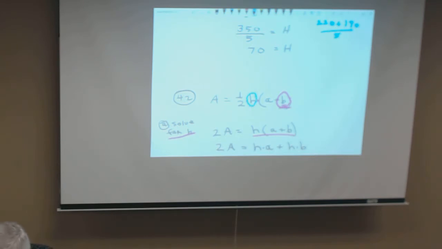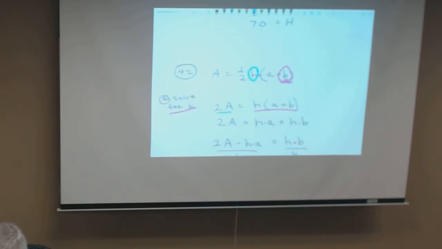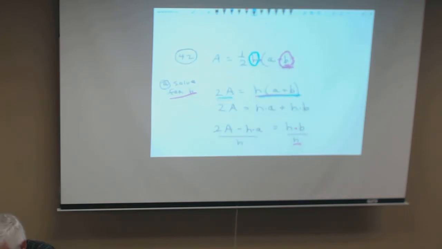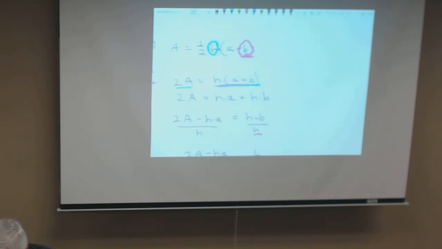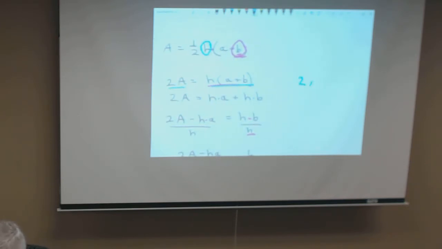So if I solve for h, first I multiply by 2, so I have 2A equals h times (a plus b). And then if I want to get rid of the parentheses, okay, now I could just come over here and say, hey, if 2A equals h times (a plus b), I can just divide both sides by (a plus b), and I'm done with it. I have h equals 2A over (a plus b).